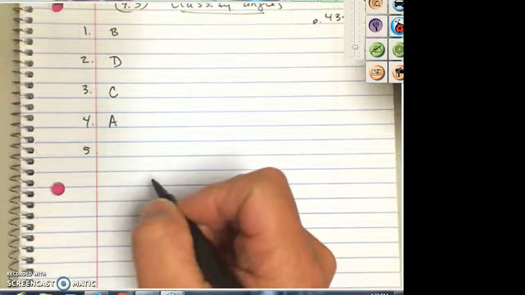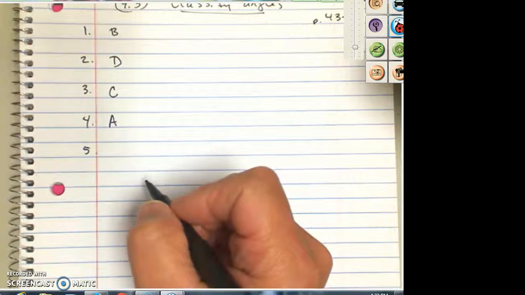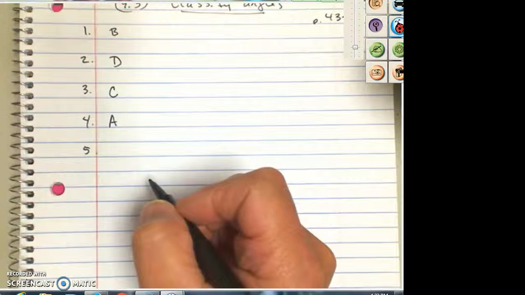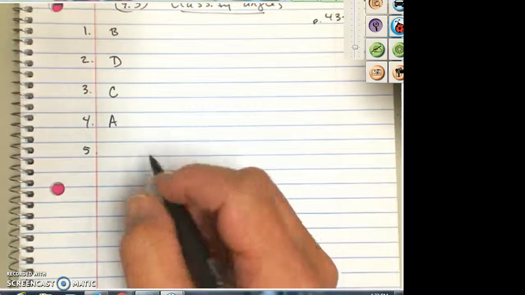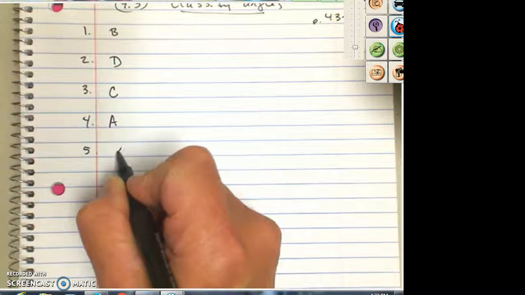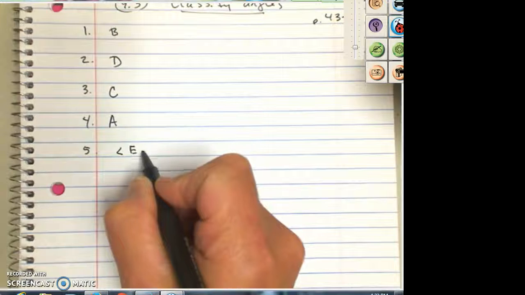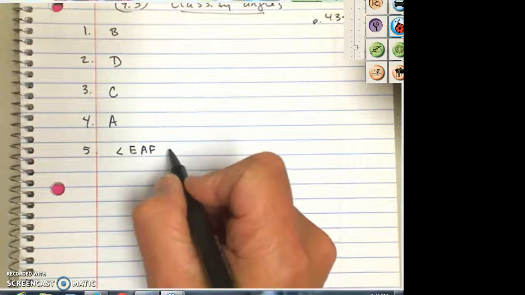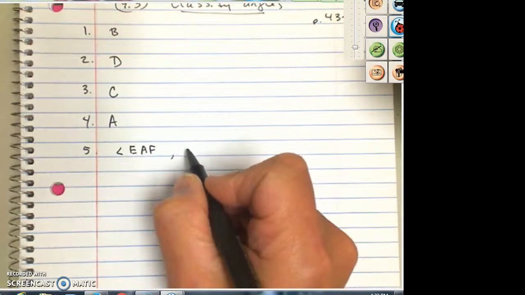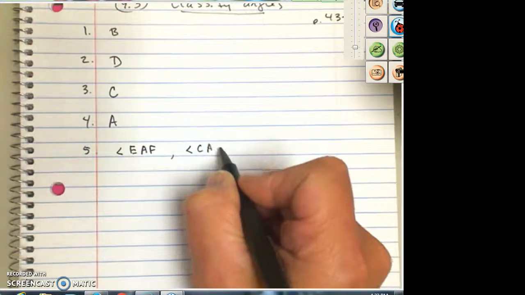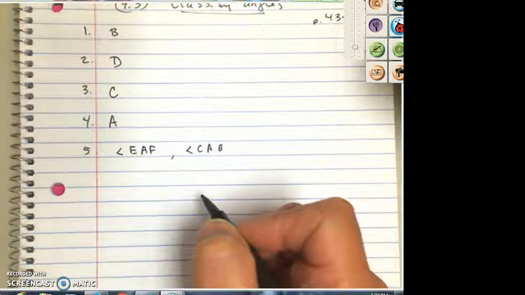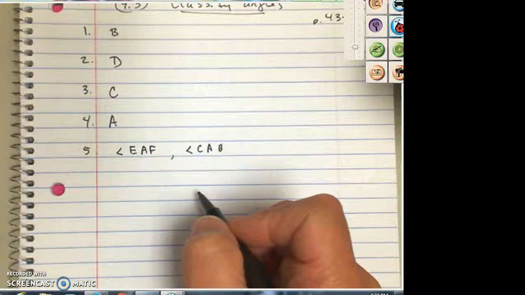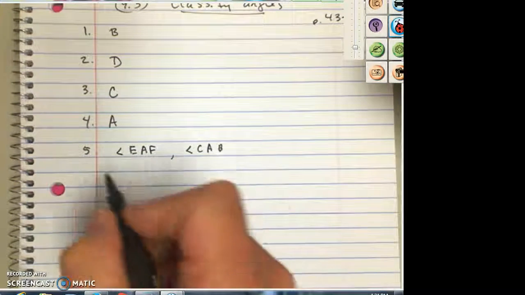Let's move along to number 5. We want to name a pair of vertical angles. And again, remember that vertical angles are angles that are opposite of each other. So we could say that one set of vertical angles is angle EAF and angle CAB. Another set of vertical angles would be the two vertical angles in that drawing.